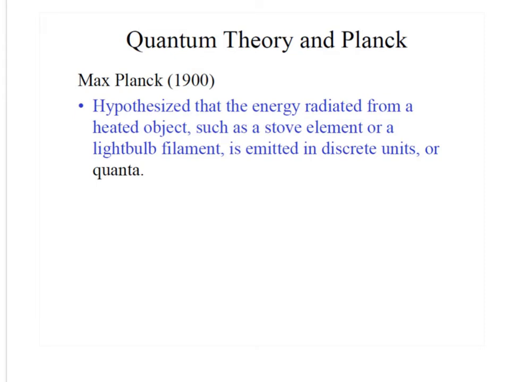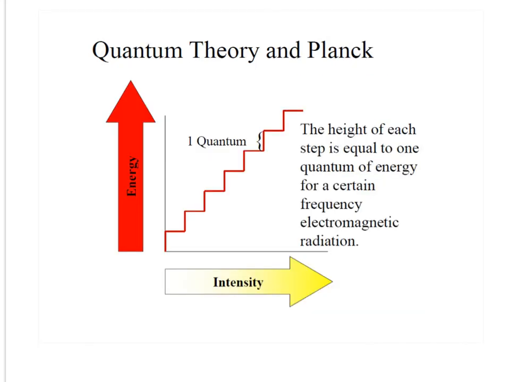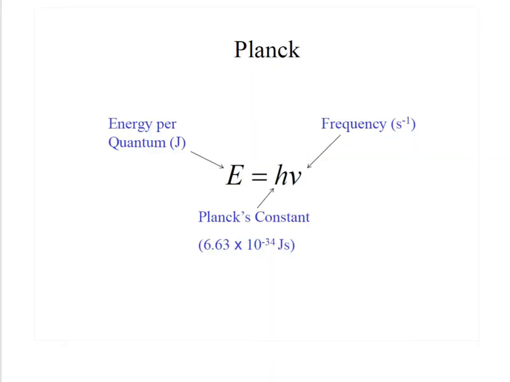So Max Planck hypothesized that the energy radiated from a heated object, like a stove or a light bulb, was emitted in discrete units. So you would think that energy is a continuous stream, but really it goes up by a step, a full quantum, a packet of energy, or not at all. So each staircase would be 1 quantum of energy for any frequency of electromagnetic radiation.